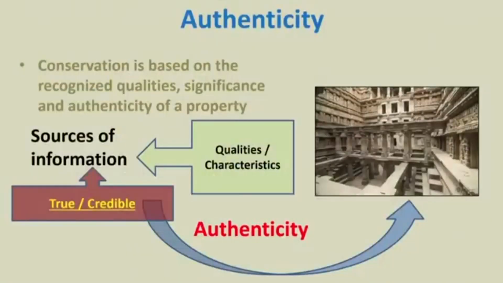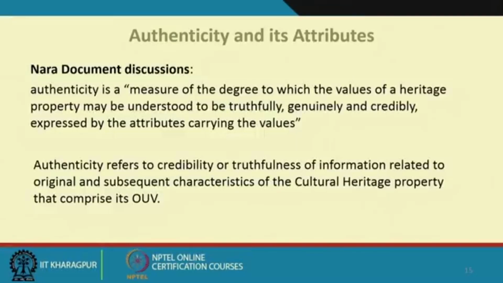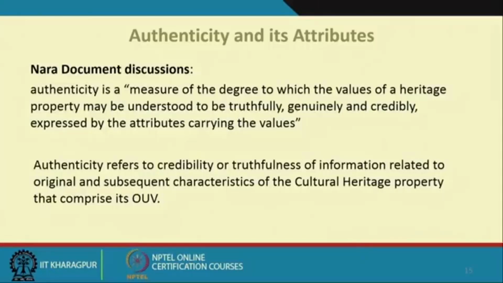And this is a process which is very important to understand. There is a document, because even over the years, how we understand authenticity, what the characteristics or attributes are, has been changing a lot. But the Nara document is the one which actually talks a lot about authenticity. Authenticity is a measure of the degree to which the values of a heritage property may be understood to be truthfully, genuinely and credibly expressed by the attributes carrying the value.